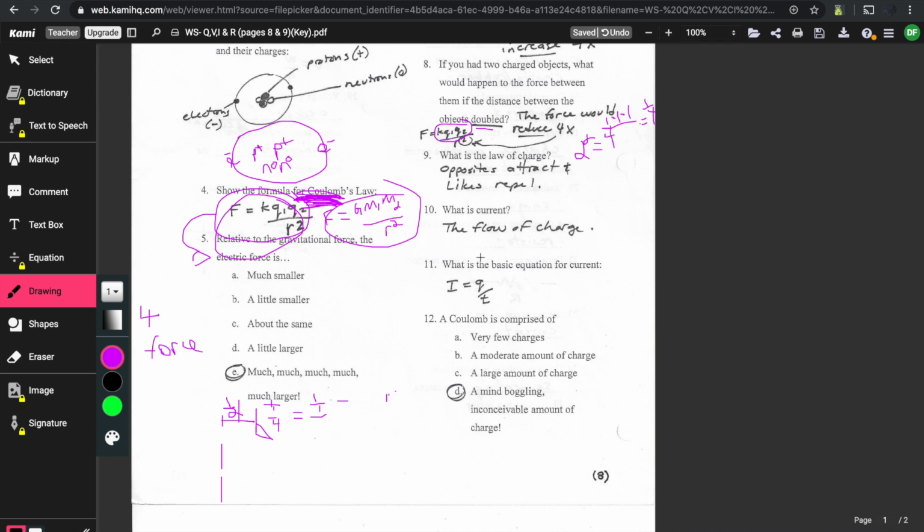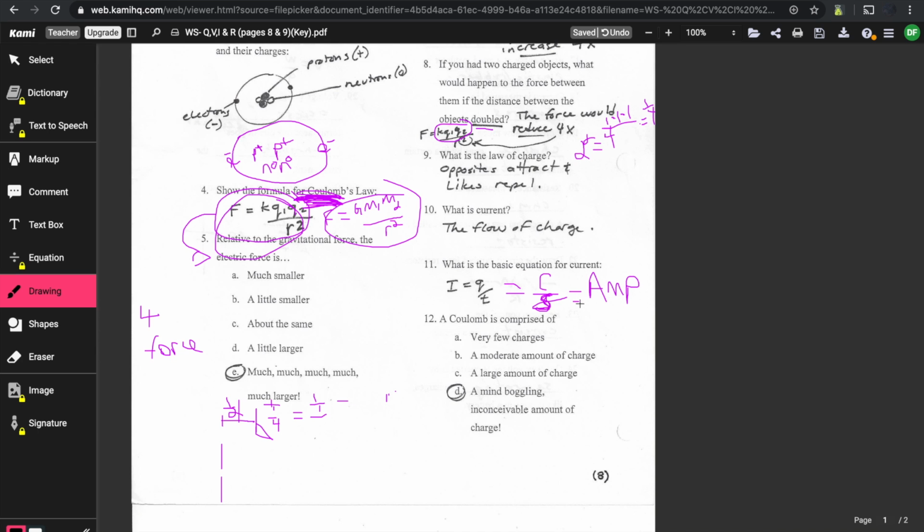What is current? Current is the flow of charge. And the equation for current is I equals Q divided by t. It's almost a trick question because only physicists use this equation for current. Okay? Charge is coulombs per second. Coulombs per second. But that's also known as the amp, okay, the ampere.